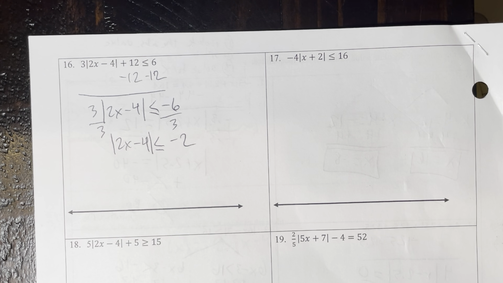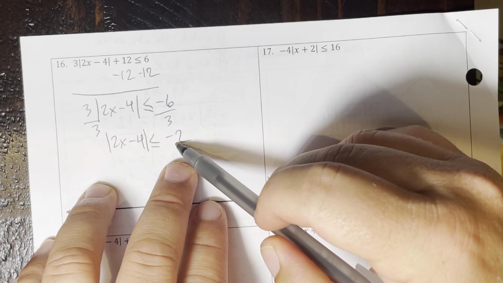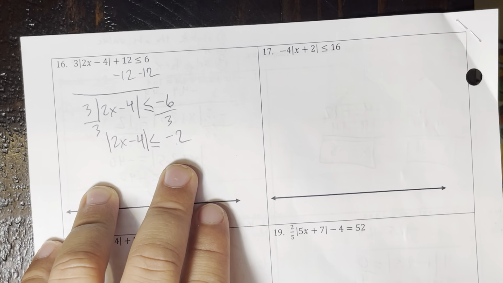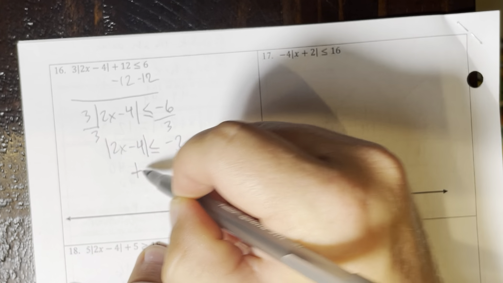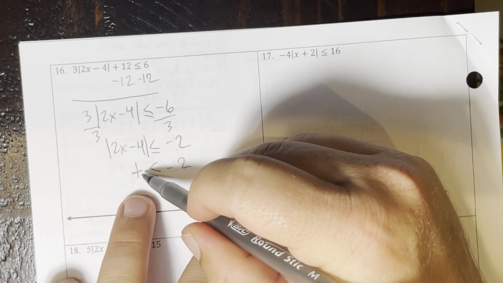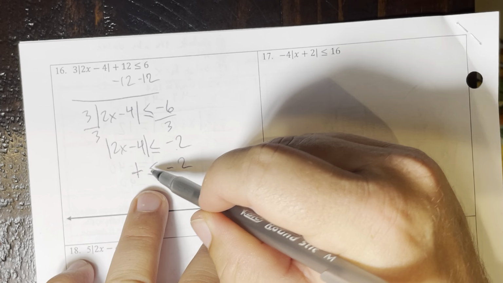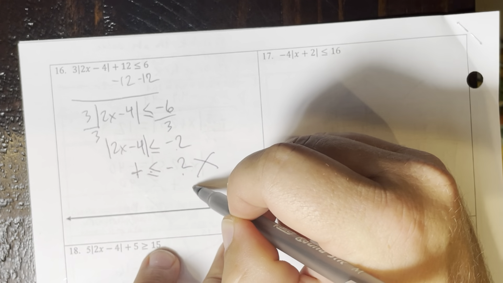Again, just like on the front, when you have an absolute value by itself on one side, a negative on the other side, it's time to stop and make the call. So on this one, again, absolute value is always going to be a positive. On this side, we've got less than or equal to the negative 2. And so can a positive number be less than or equal to negative 2? The answer is no. No solution.